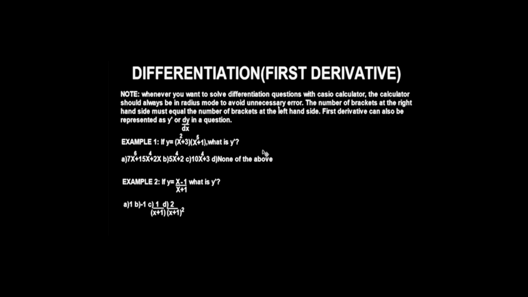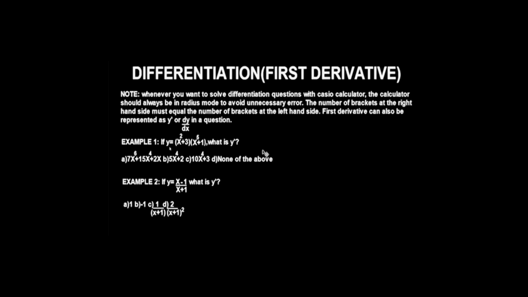Whenever I want to solve differentiation questions with the TI-84 Plus calculator, the calculator should always be in radian mode to avoid unnecessary error. The number of brackets on the right-hand side must equal the number of brackets on the left-hand side. First derivative can also be represented as y prime or dy over dx in the equation. Very important, guys. So having known that, let's look at the questions we have here.